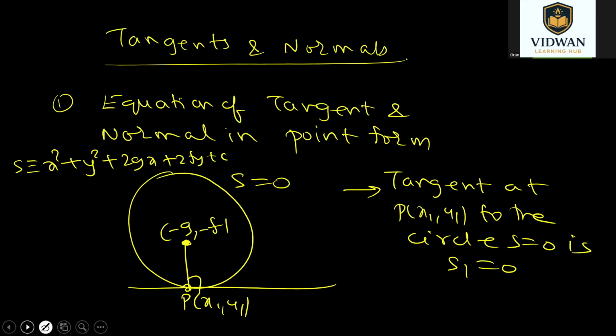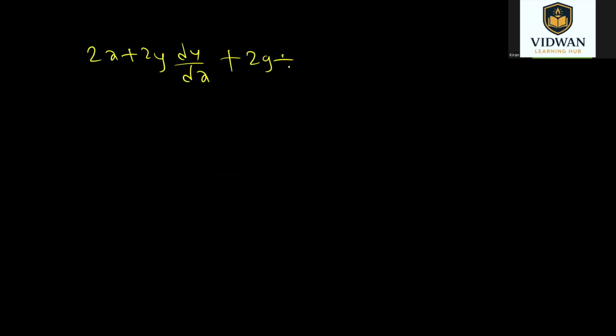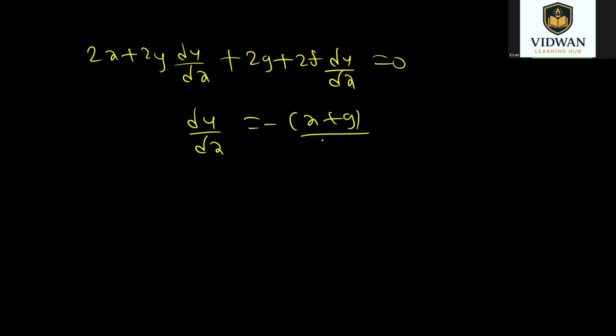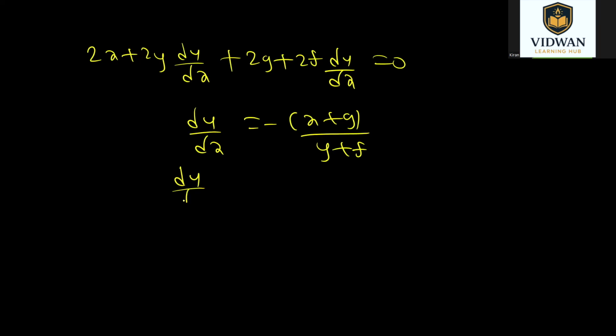So if you differentiate the curve, you'll get 2x plus 2y dy by dx, plus for 2gx derivative is 2g. For 2fy derivative is 2f dy by dx. For constant derivative is 0, equal to 0. So from here you'll get dy by dx value as minus of (x plus g) by (y plus f). And since you need the tangent at this point, you find the derivative at that point. So dy by dx at that point P.